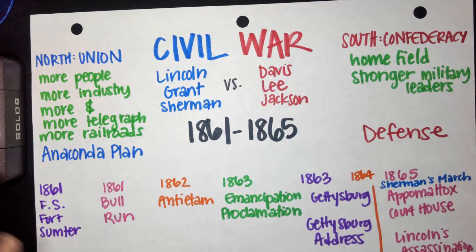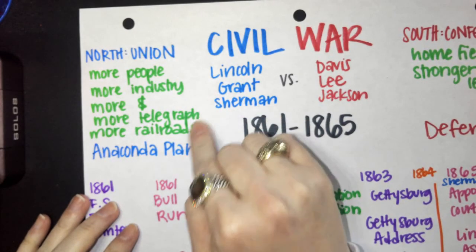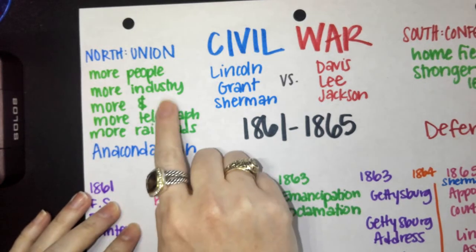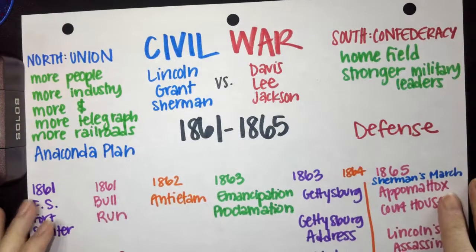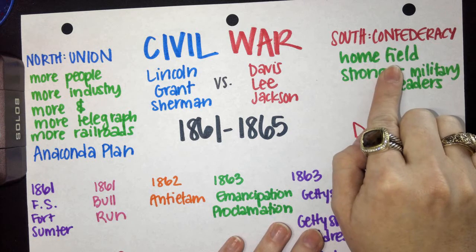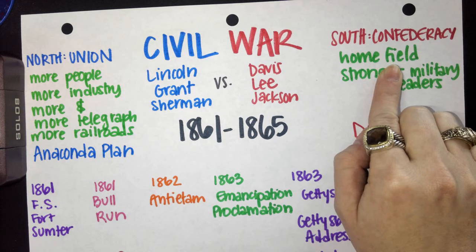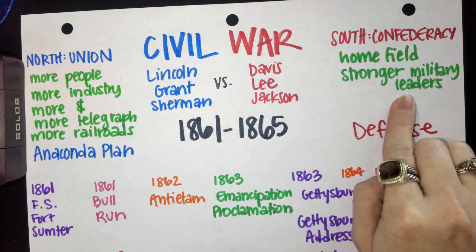Now, looking at some of the advantages of each side, the Union had more people, more industry, more telegraph lines, more railroads, but ultimately more money is being pumped into the Union versus the Confederacy. The Confederacy, for their advantages, they're going to have the home field advantage because many of the battles will be fought in the South, and so the Southerners are going to know the best places to get the high ground. And then they will also have stronger military leaders in the Confederacy.